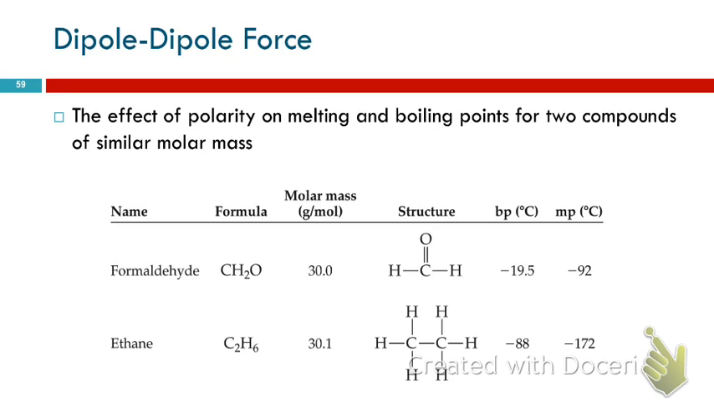They both have dispersion forces. Their similar molar masses tell us that the dispersion forces are similar in size. But this one has dipole-dipole forces, and this one doesn't. So when we look at the boiling point, this one boils at -19, this one boils at -88. This is much lower because the forces of attraction between ethane molecules are much, much weaker than for formaldehyde.